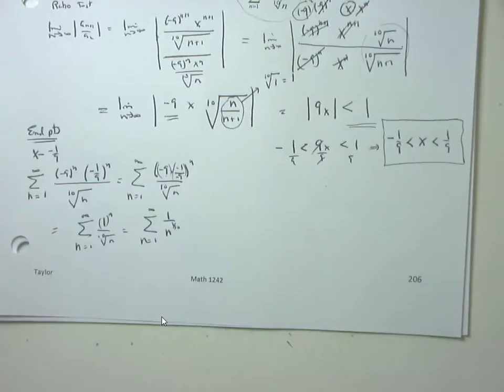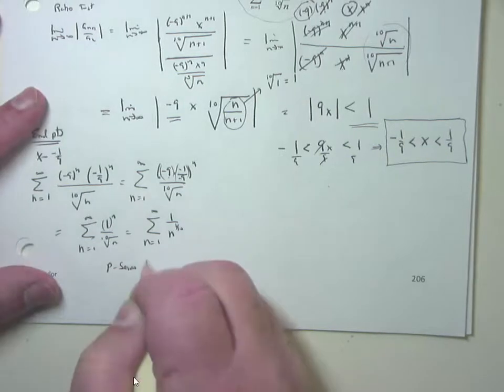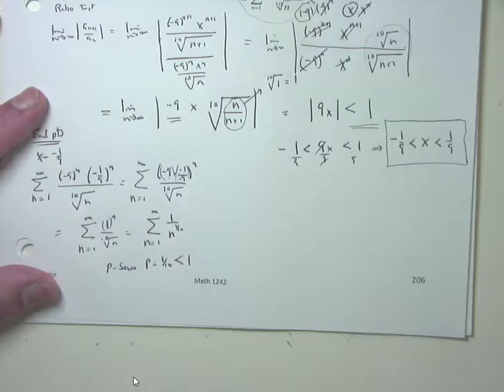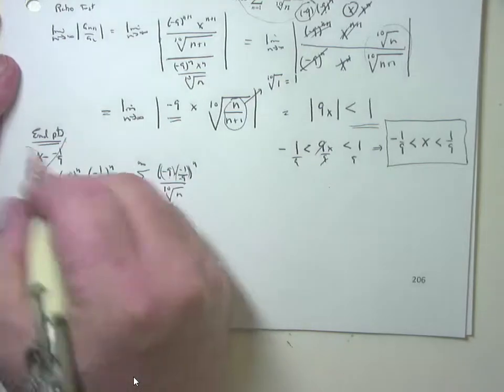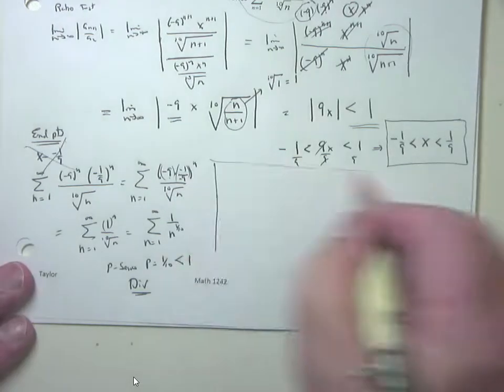What kind of series has this thing just turned into? You should know it. Got all this stuff memorized. P series. However, p is equal to 1/10, which is less than 1, which means it's going to do what? Diverge, which means I do not want this point in my interval of convergence. Does that make sense?